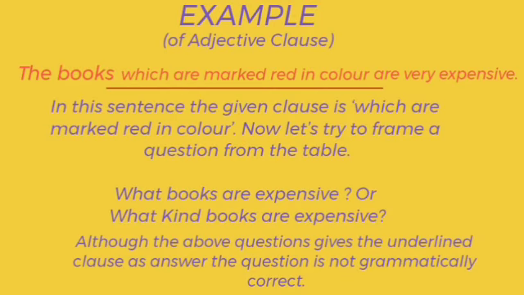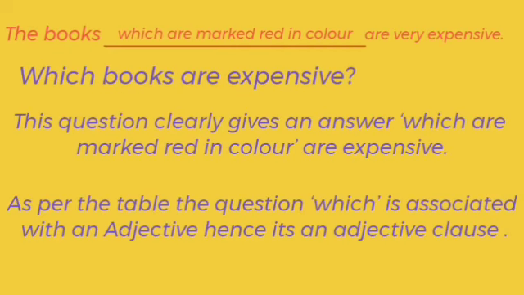The books which are marked red in color are very expensive. In this sentence, the given clause is which are marked red in color. Now let's try to frame a question from the table. What books are expensive, or what kind of books are expensive? Although the above questions give the underlined clause as the answer, the questions are themselves not grammatically correct. The correct format of the question is, which books are expensive? The question clearly gives an answer, which are marked red in color, are expensive.